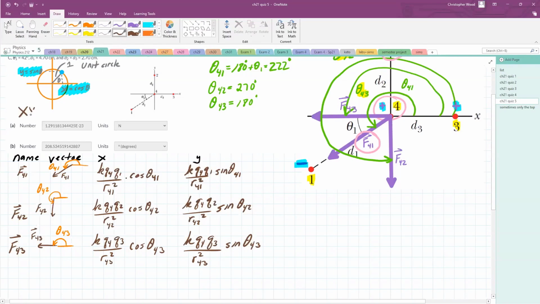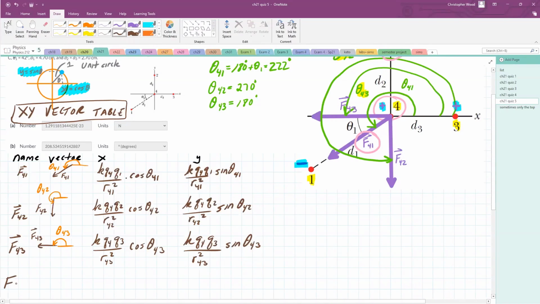This whole thing is known as an XY vector table, which is the better name. And again, I believe this is a very effective approach in terms of breaking things down and setting them up, because now all I have to do is add stuff up.